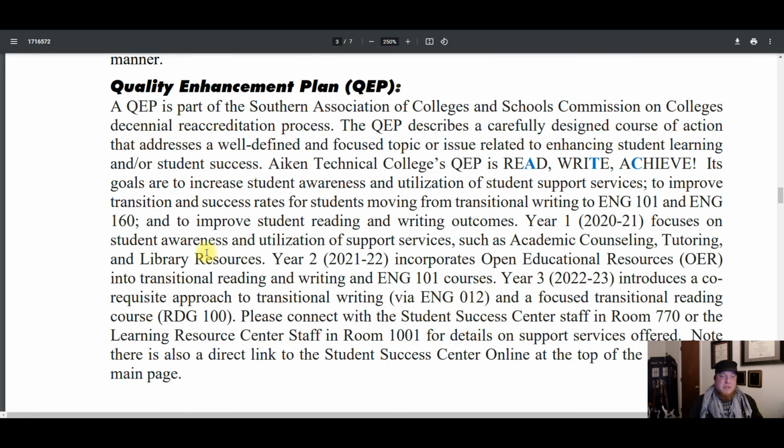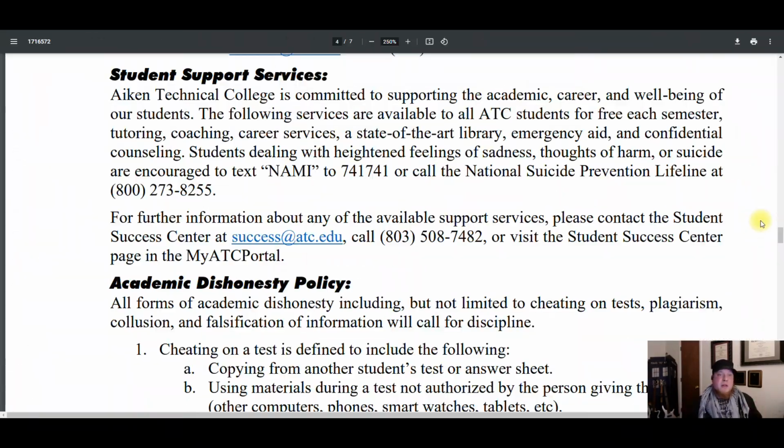And here on this syllabus is an enumeration of all those things that you have available to you and the contact information on those places to learn more about it. In addition to that, you'll see under the student support services, you have available to you tutoring, coaching, career services, library, emergency aid, confidential counseling. The contact information is right here. You can text, call, email, all kinds of resources available to you. You can also find this stuff available through your ATC portal as well.